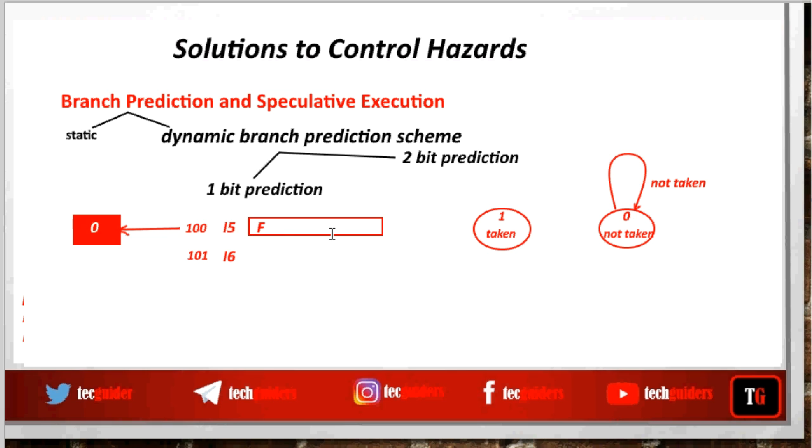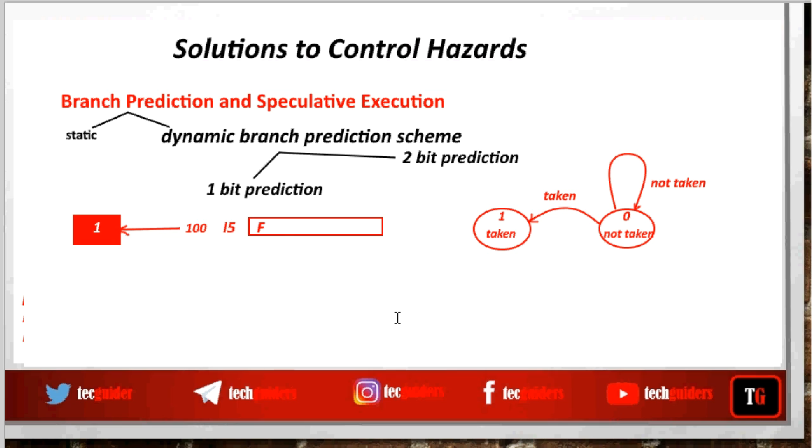But suppose after some time we realize that our prediction was wrong, and actually the branch is to be taken. Then we should flush out the pipeline and refill it with the target instruction. There will be a branch penalty. And we should also change the prediction bit for this branch instruction to 1. It means we move from state 0 to state 1. That is, if the prediction was that the branch need not be taken and actually the branch should be taken, we move from the not taken state to the taken state.